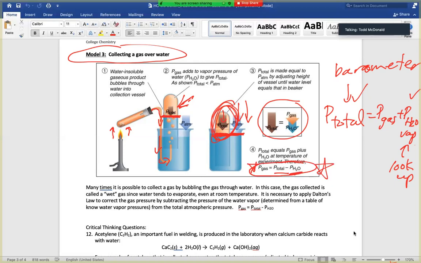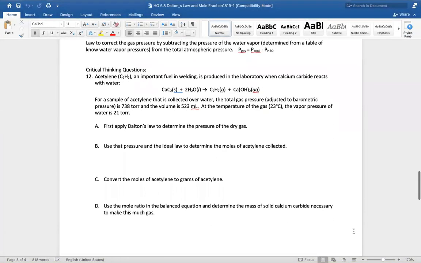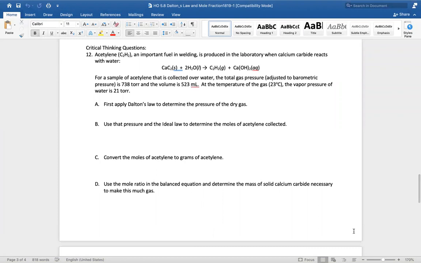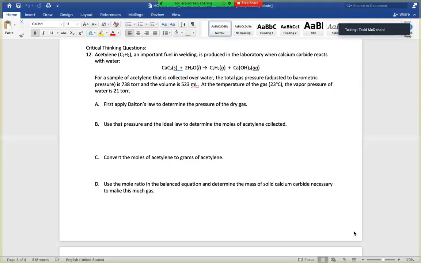All right, so I'm going to scroll down here and we're going to do a sample problem together so you see where we're headed with these types of problems, and then you should be able to do the rest of this on your own. So we have a reaction here of acetylene. Acetylene is C2H2. It's produced when we take calcium carbide. That's what CaC2 is. Calcium carbide reacts with water to produce the acetylene. It also produces some calcium hydroxide. So this is the reaction we're looking at.